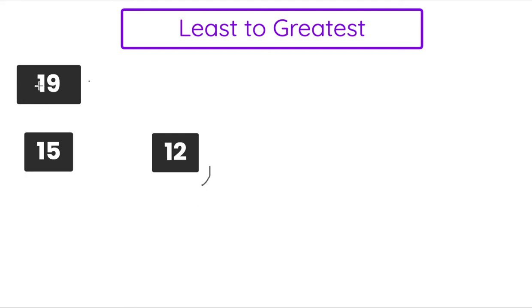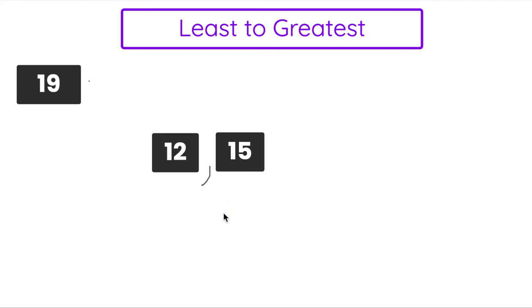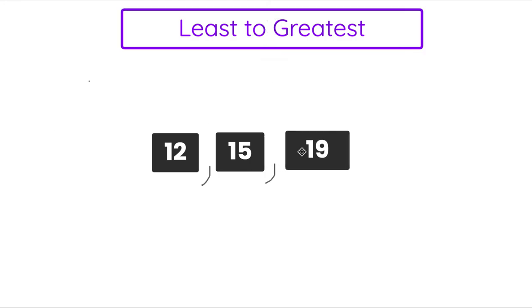Next, I have my 19 or my 15. Which one is the least number? My 19 or my 15? Which one's least? I hope you said 15 because that's the next least number. And finally, the only one left is the 19. So we know that that one's next. So we just ordered our numbers from least all the way to greatest. That means we started with the littlest, the least number, and we worked all the way to find the biggest one, the greatest number, from least to greatest.